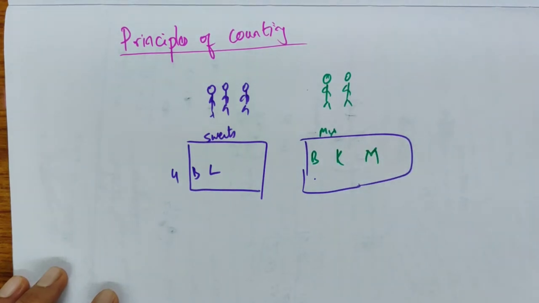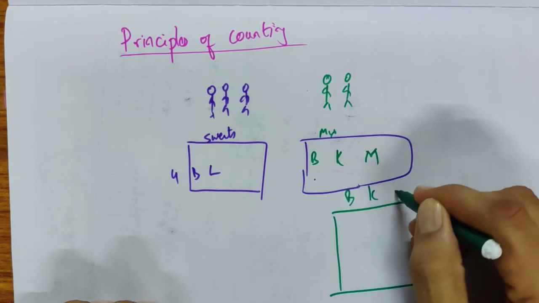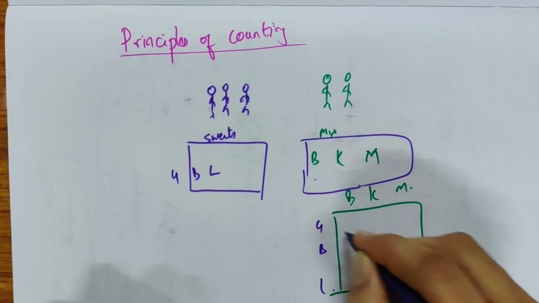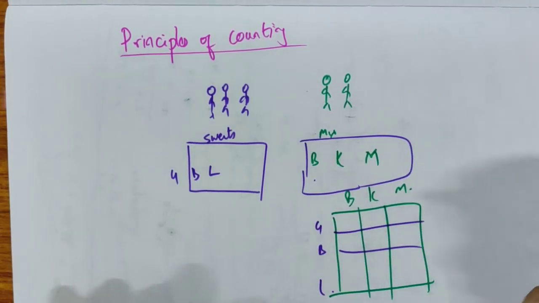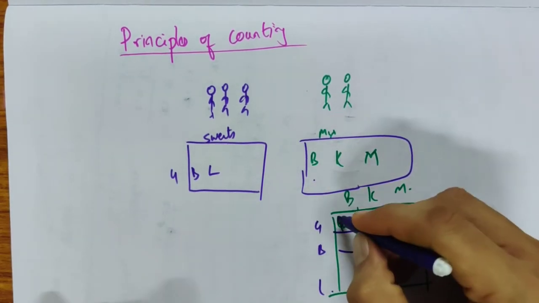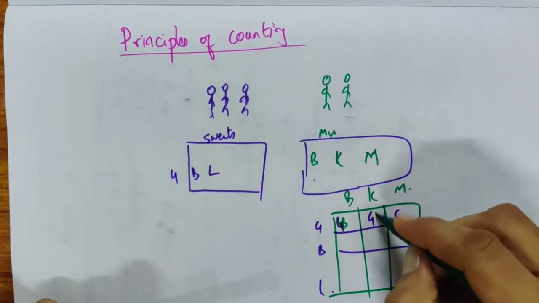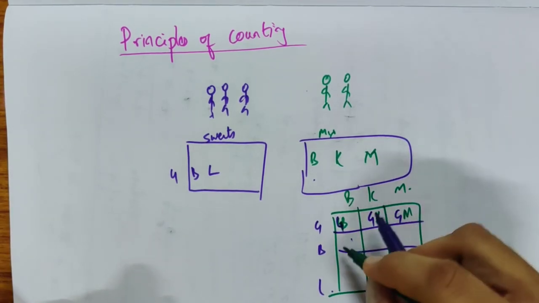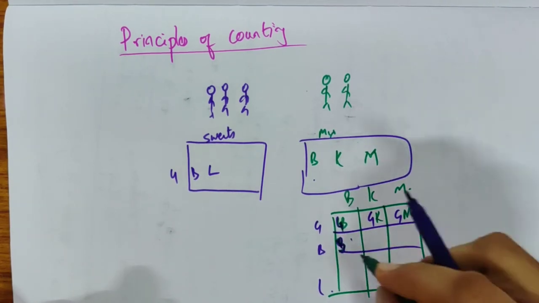You can make a table with BKM and GBM. This is what is called multiplication. GB, GK, GM, BB.